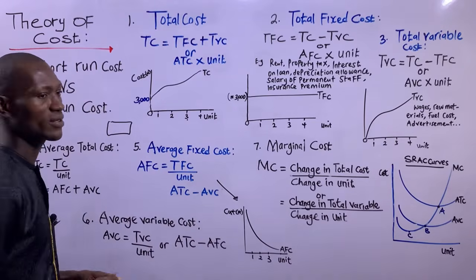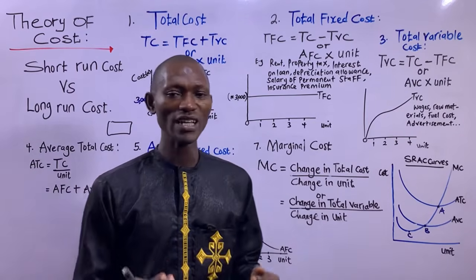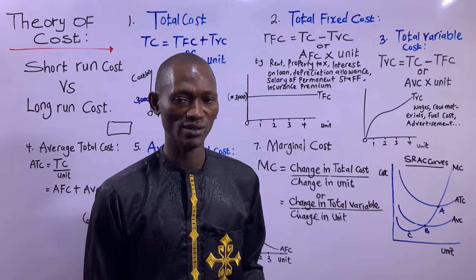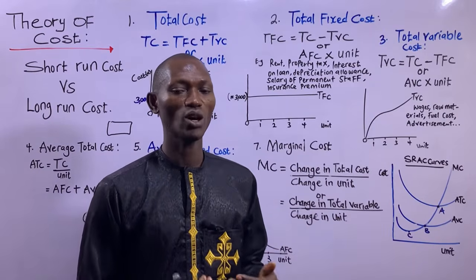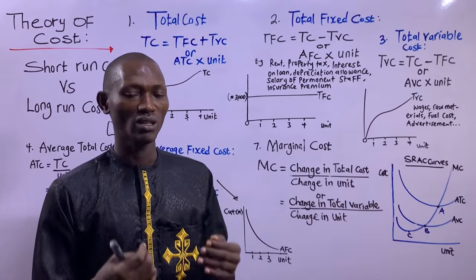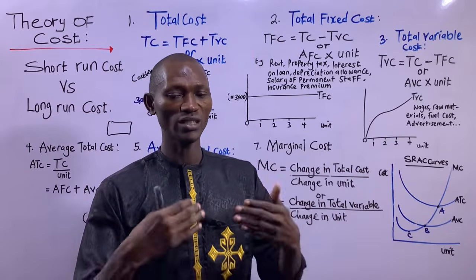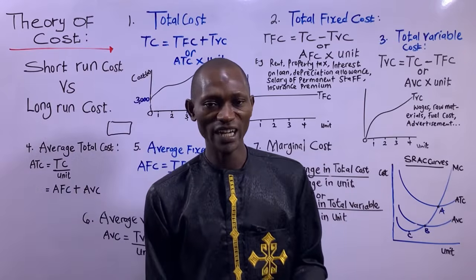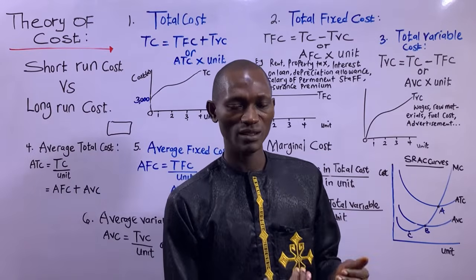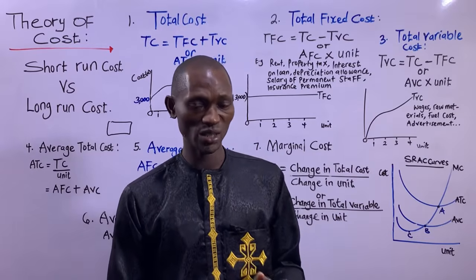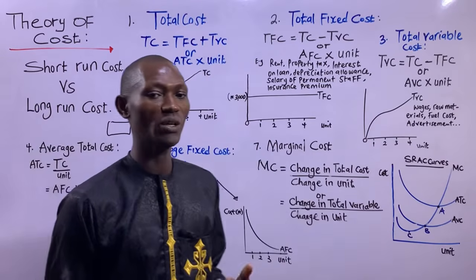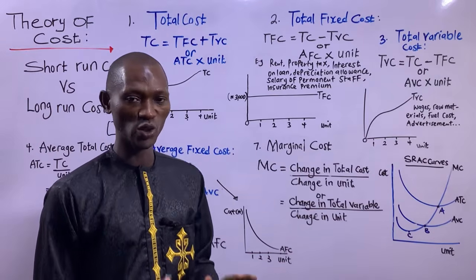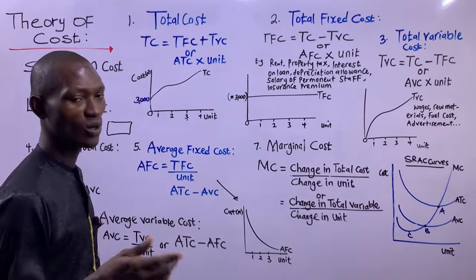What the law states is that as more and more variable factor is combined with a fixed factor, productivity will increase rapidly initially. Then at a time it will increase slowly. Then after a while, productivity will start decreasing. That means it will fall. And this is what we mean by that.